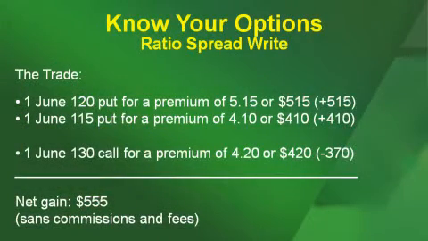That June 120 put that I wrote for a premium of 515, I collected $515. That June 115 put that I wrote for a premium of $410, I collected $410. On that June 130 call, though, I wrote it for $420, but I had to buy it back for $790, which means I lost $370 on that trade. But my net gain, after everything was said and done, was $555 sans my commissions and fees, and I thought that was a very easy and painless trade for a quick 4 or 5 weeks of work.